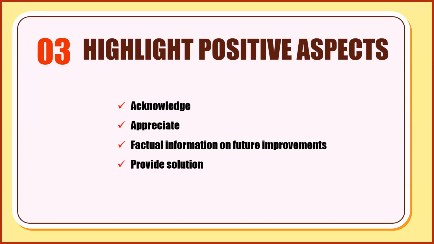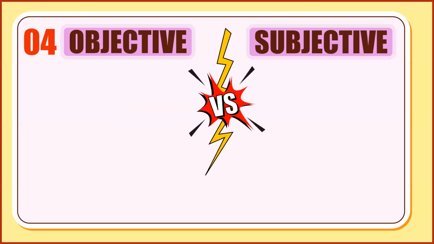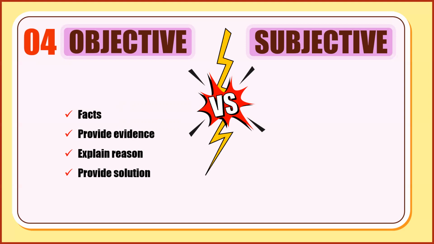This will help the person get a solution in an objective way, and thereby he can work on the solution. So, having said this, I would say that the fourth point is understanding that feedback should be objective and not subjective. In objective feedback, we focus on facts and provide evidence of the factual information we have collected, and we explain the reason why we have given that particular feedback, and we also provide a solution.